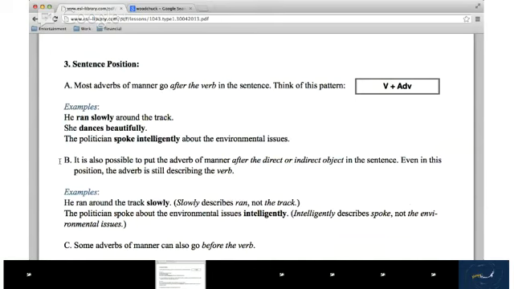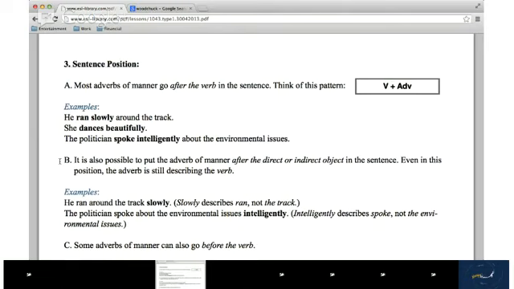Most adverbs of manner go after the verb in a sentence. Think of this pattern: verb plus adverb. Examples: he ran slowly around the track. She dances beautifully. The politician spoke intelligently about environmental issues.